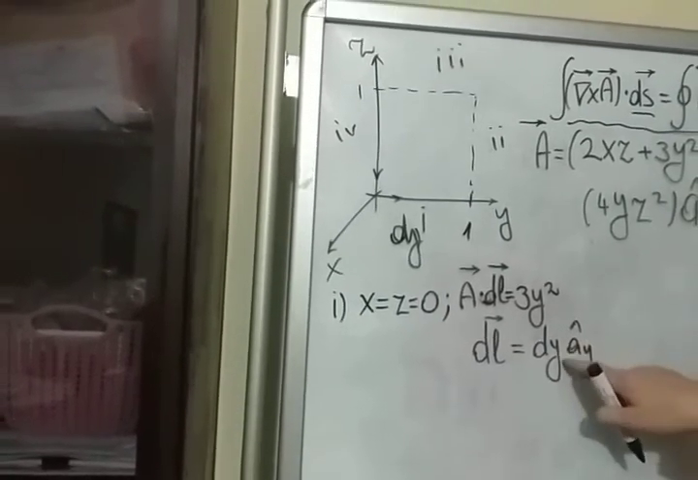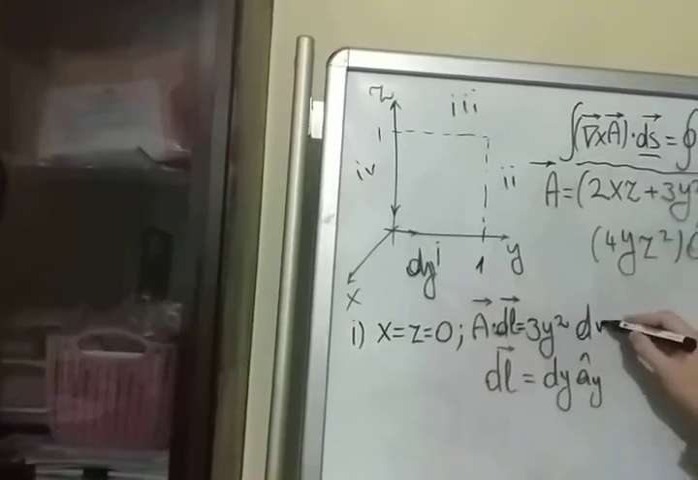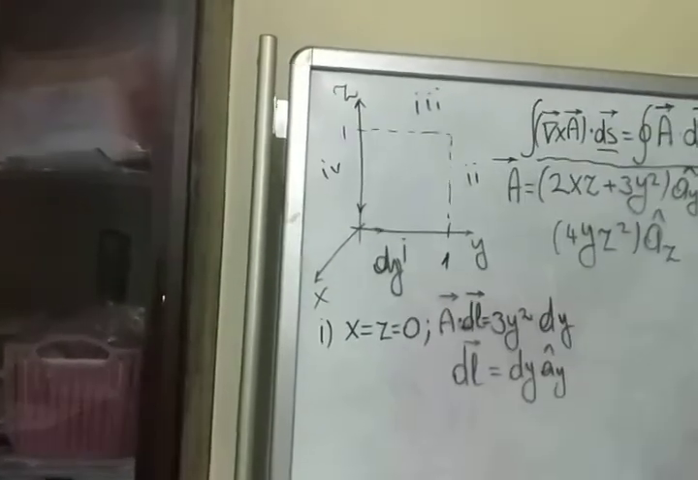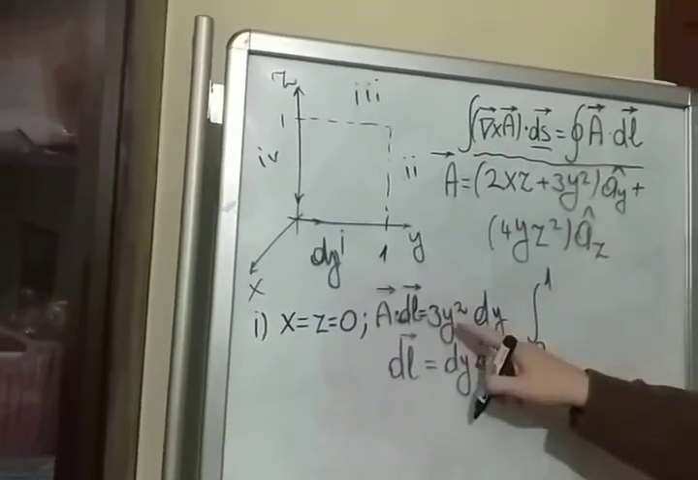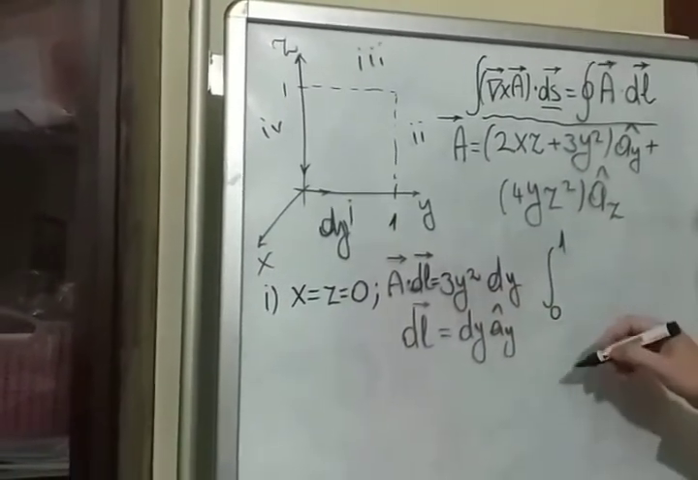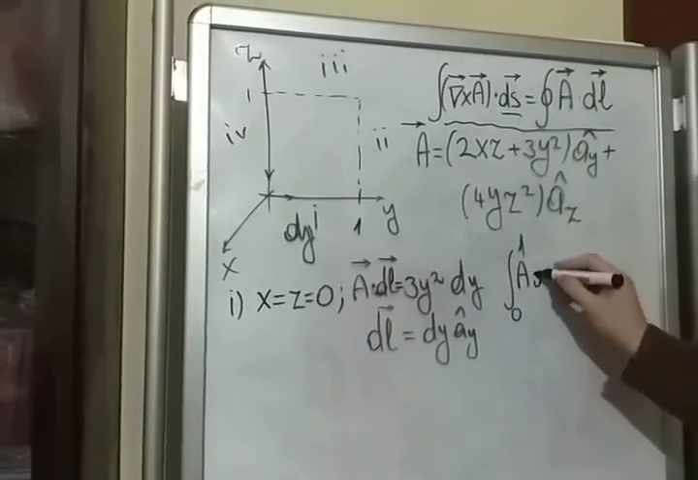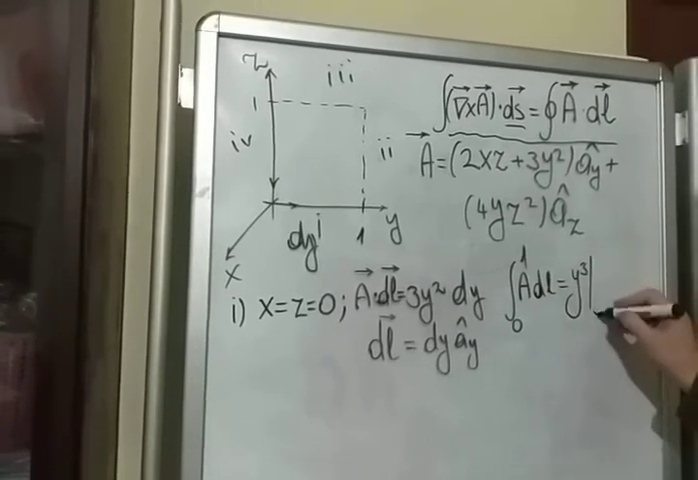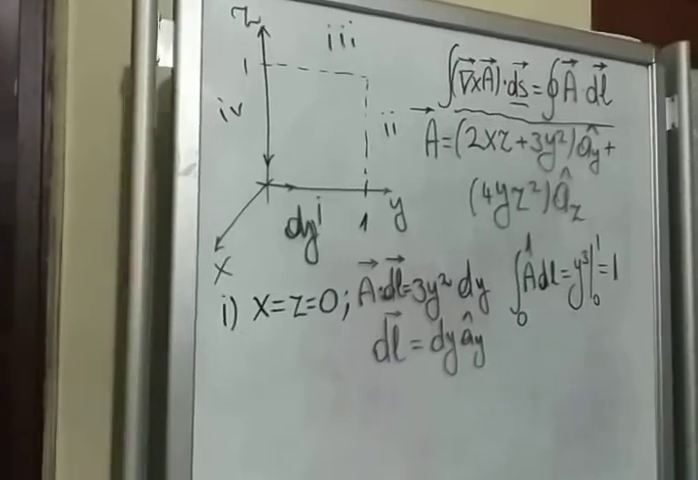If we take the dot product of this with 3y squared, that's all we get. So here we get another dy. So this is A dot dl. If we integrate this from 0 to 1, we get the integral of 3y squared dy. This is equal to 3 times y cubed, from 0 to 1, and we get just 1. So this is the first line integral.